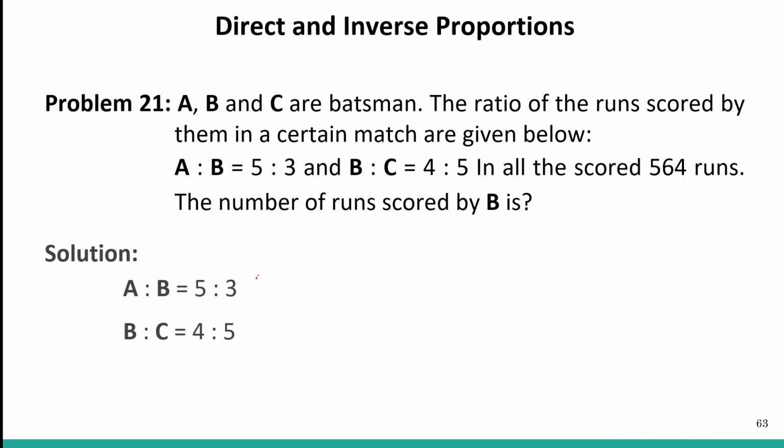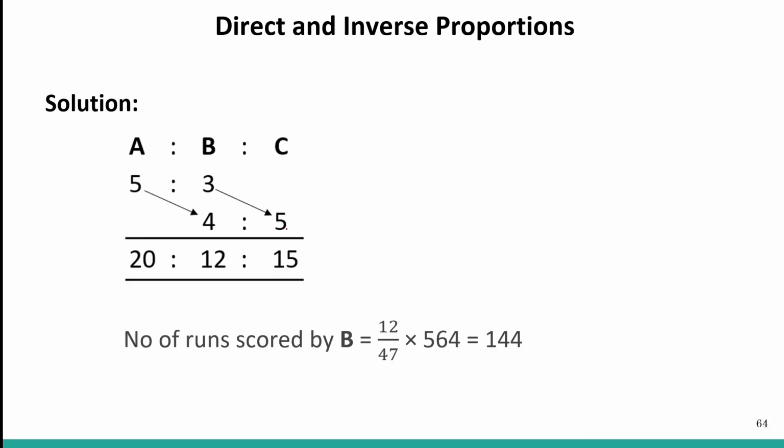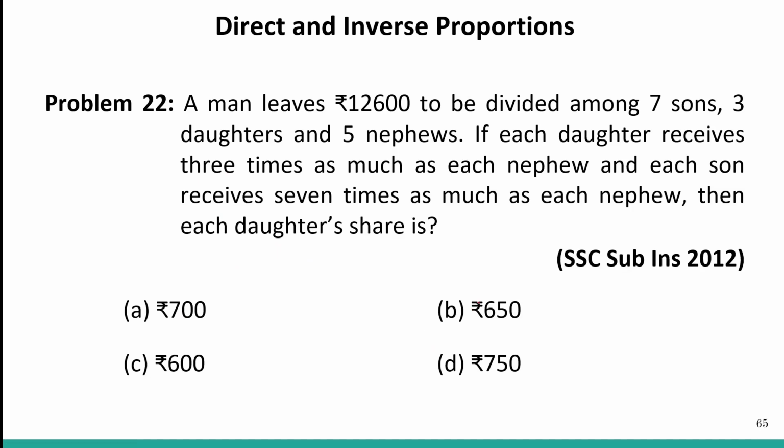So if A is to B is equal to 5 is to 3 and B is to C is equal to 4 is to 5, so 4 is to 5, 3 is to 5. So A has 20, B has 12 and C has 15. So number of runs scored by B is equal to 12 by 47 into 564 is equal to 144. So let's see problem number 22.